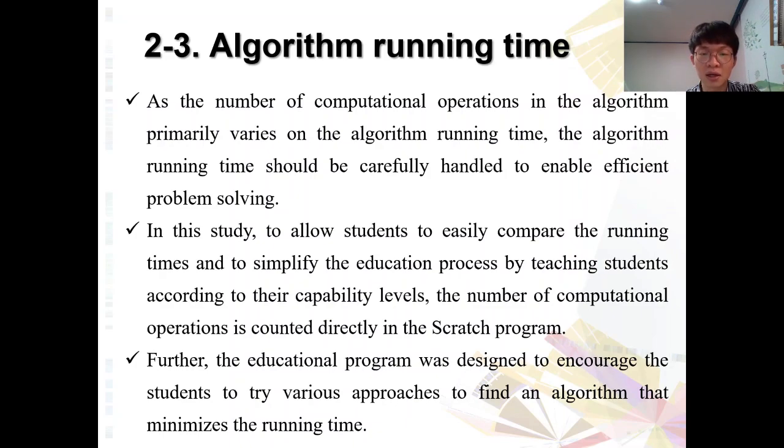In this study, to allow students to easily compare the running time and to simplify the education process by teaching students according to their capability levels, the number of computational operations is counted directly in the Scratch program. Further, the education program was designed to encourage students to try various approaches to find an algorithm that minimizes the running time.